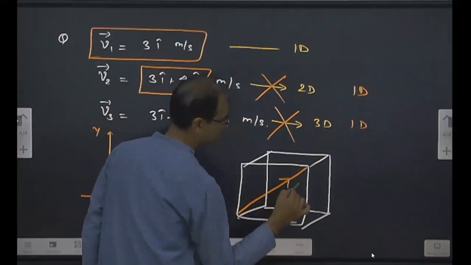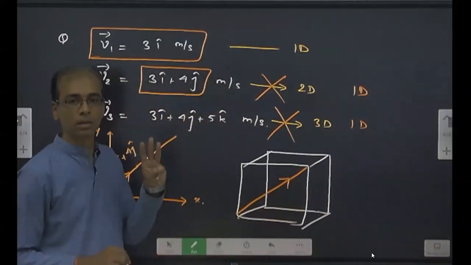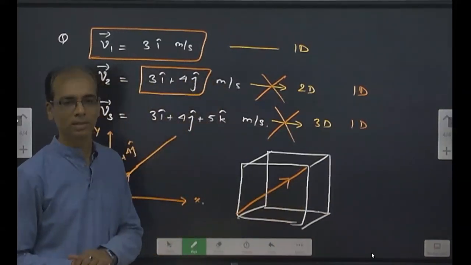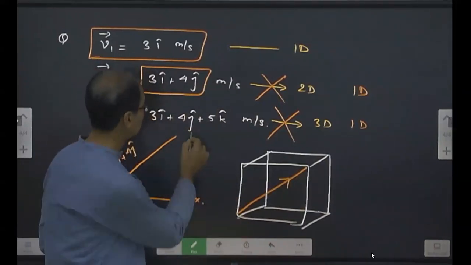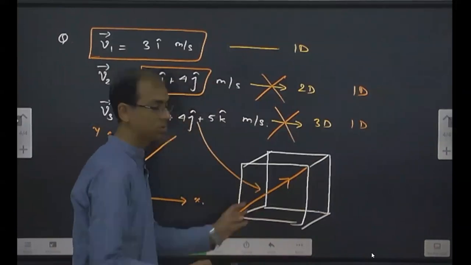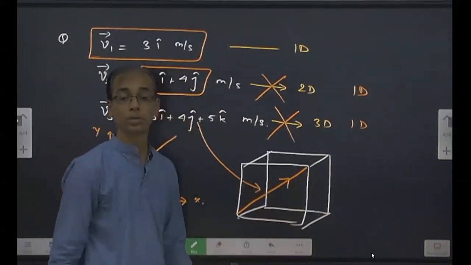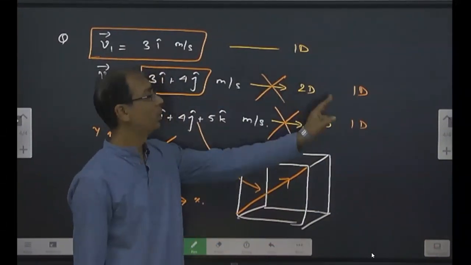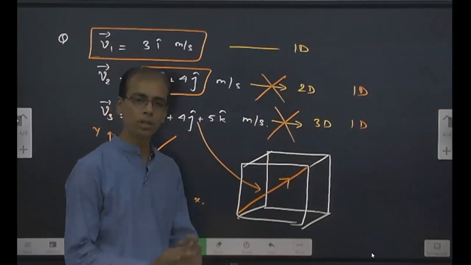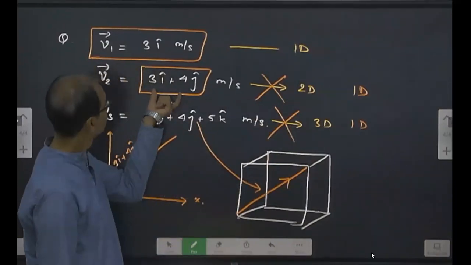This involves coordinates in 3 axes. All 3 axes are involved for the diagonal. So this is the velocity here. Now this is also a straight line because it's not changing. Acceleration is not there, so that's also 1D. 1D, 1D, 1D.